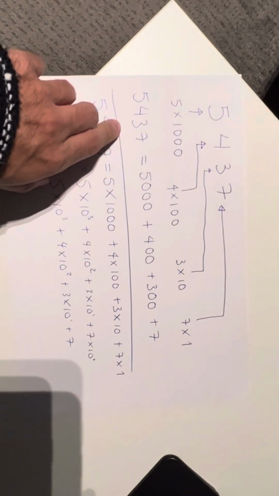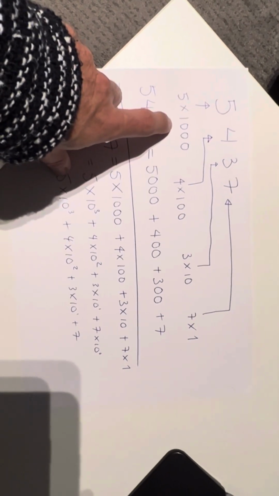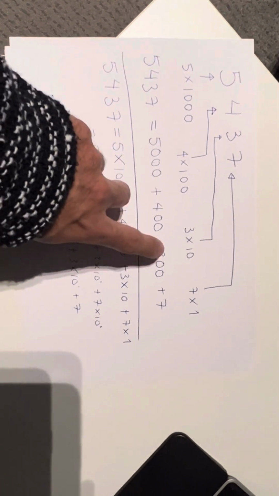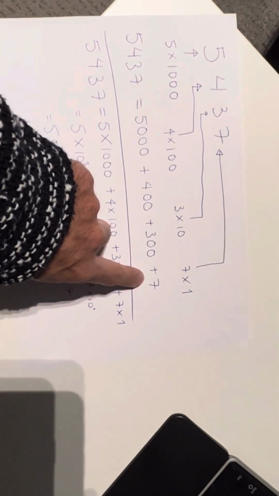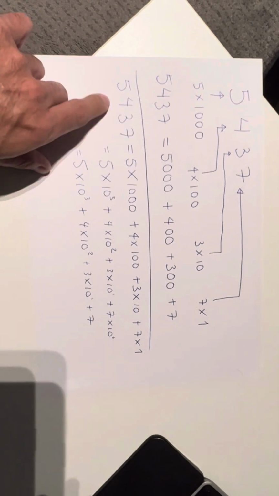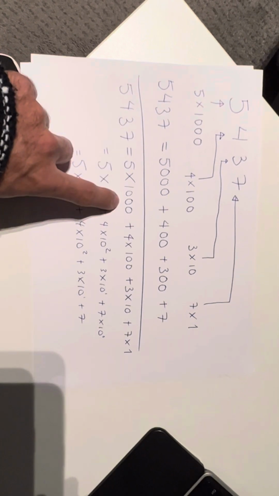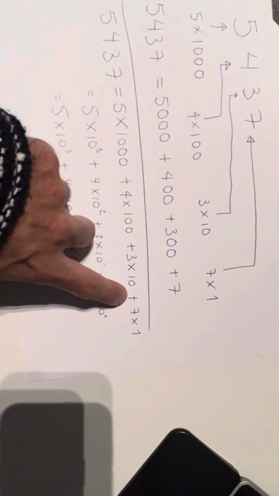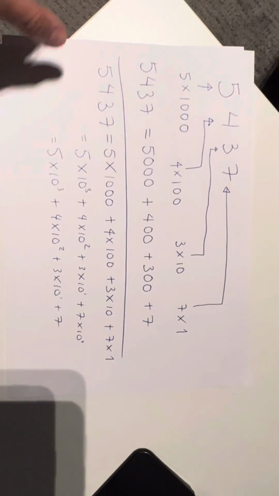So at the end, we can say that 5,437 is the same as 5 times 1,000, which is 5,000, plus 4 times 100, which is 400, plus 3 times 10, which is 30, plus 7 times 1, which will be 7, right? So you can express the number as 5,437 equals 5 times 1,000 plus 4 times 100 plus 3 times 10 plus 7 times 1. Makes sense, right? Any number, it doesn't really matter how big it is.